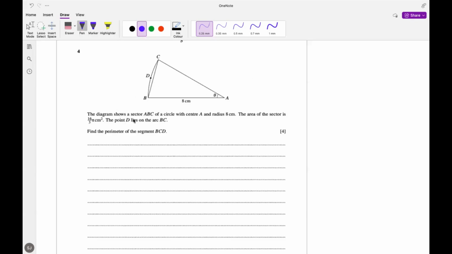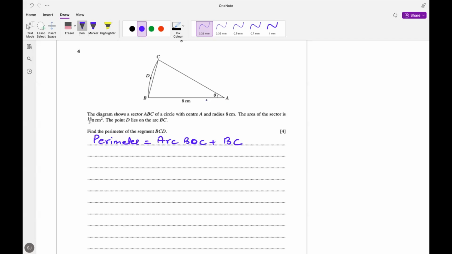In question 4, we have a diagram that shows a sector ABC of a circle with center A and radius 8. The area of the sector is 16/3 π, and the point D lies on the arc BC. We have to find the perimeter of the segment BCD. So the perimeter of the segment BCD will be given by the arc BDC plus the length of BC.